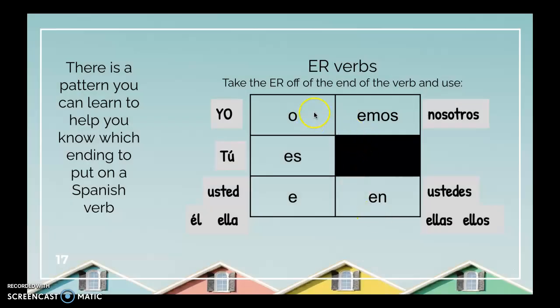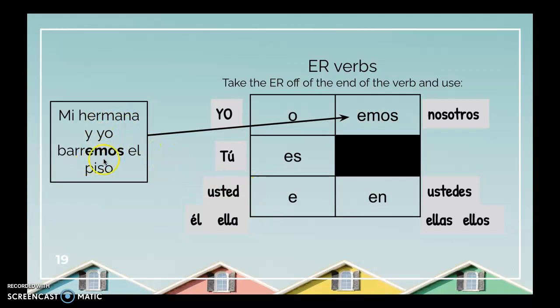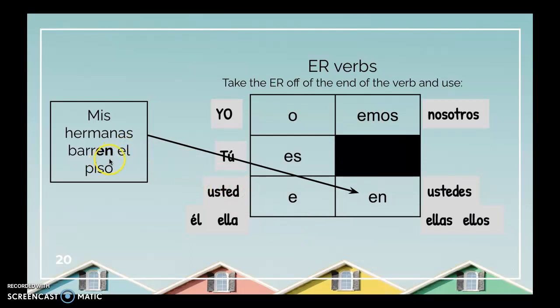Okay, now there's a pattern for ER verbs too. In this unit, we don't have very many ER verbs, but it's very similar. Instead of o, as, a, it's o, es, a, emos, en. Makes a lot of sense. The E, we're going to use E's instead of A's. Okay? So for example, mi hermana barre el piso, from the verb barrer, meaning to sweep the floor. If it's mi hermana y yo, it would be barremos el piso, we sweep, and mis hermanas barren el piso, they sweep the floor.